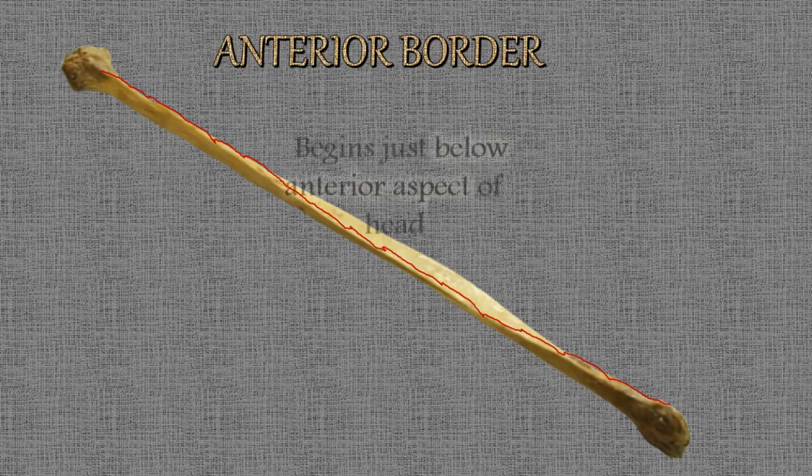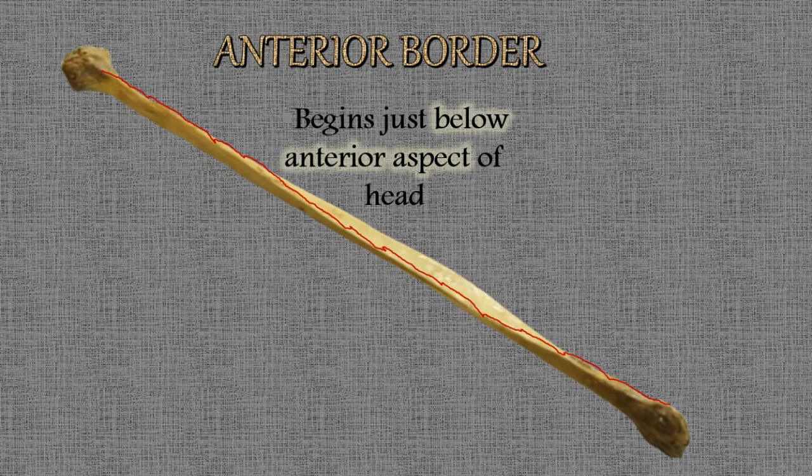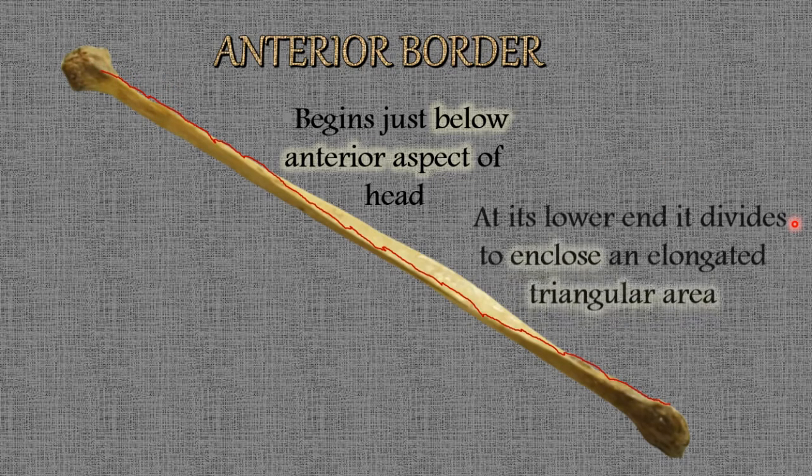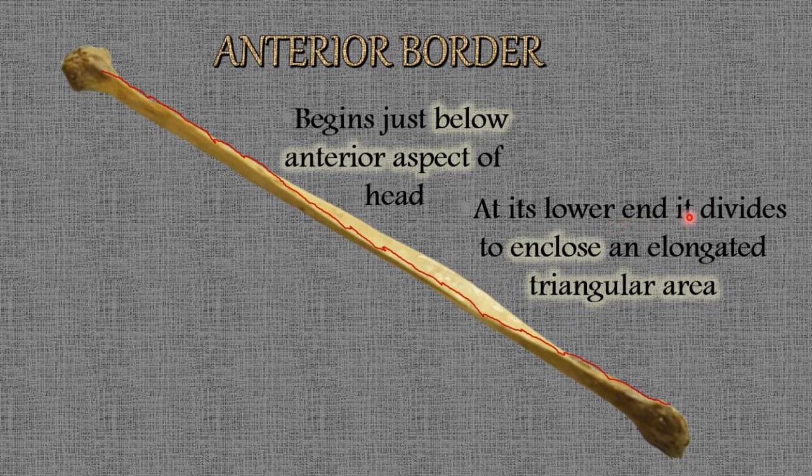Now the anterior border begins just below the anterior aspect of the head. As you can see, this is the head, this is the posterior side, and this is the anterior side. It begins from the anterior aspect of the head. At its lower end, it divides to enclose an elongated triangular facet. Now you have to just look at this picture. This is the anterior border. Now from here it will split into 2 borders. One is going towards the lateral surface, one is ending at the anterior surface.